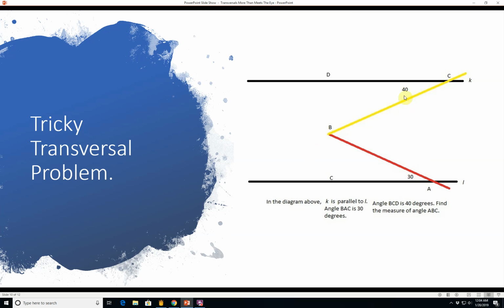So okay, we can see that this is 40, this is 30, so we see that angle BCD is 40, and angle BAC is 30, and K is parallel to L, so we know transversal rules apply. So you're probably saying, well, how can we follow instructions and find the measure of angle ABC? That looks like it's really hard, if not impossible. Simple. What we do is this.